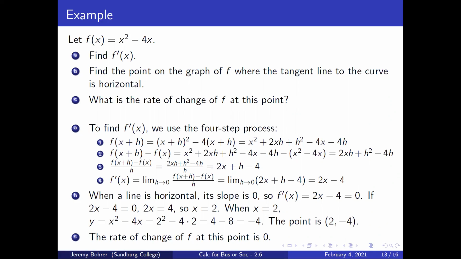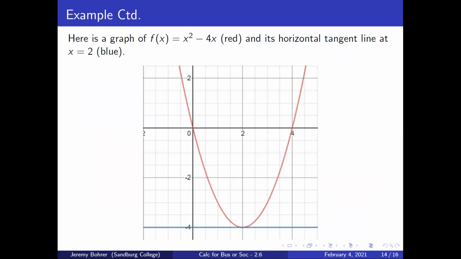When a line is horizontal, its slope is 0. So f prime of x equals 2x minus 4 equals 0. If 2x minus 4 equals 0, 2x equals 4, so x equals 2. And when x equals 2, y equals x squared minus 4x, which is 2 squared minus 4 times 2, which is 4 minus 8, which equals negative 4. The point is (2, -4). The rate of change of f at this point is 0. Here's a graph of f(x) equals x squared minus 4x, that's the red, and its horizontal tangent line at x equals 2, the blue.